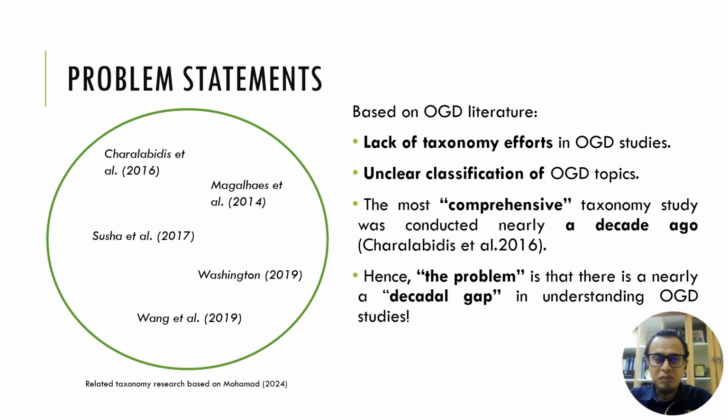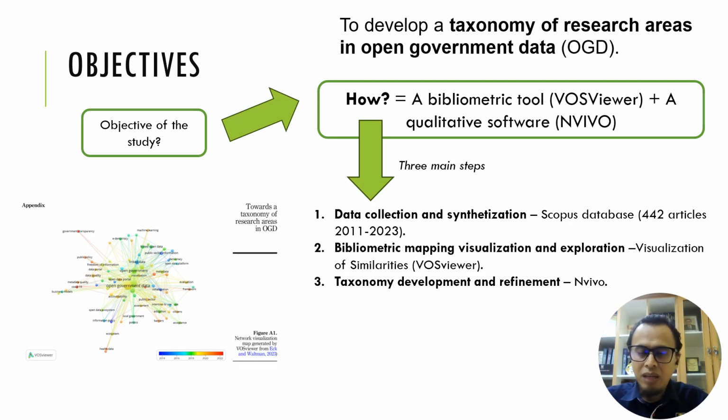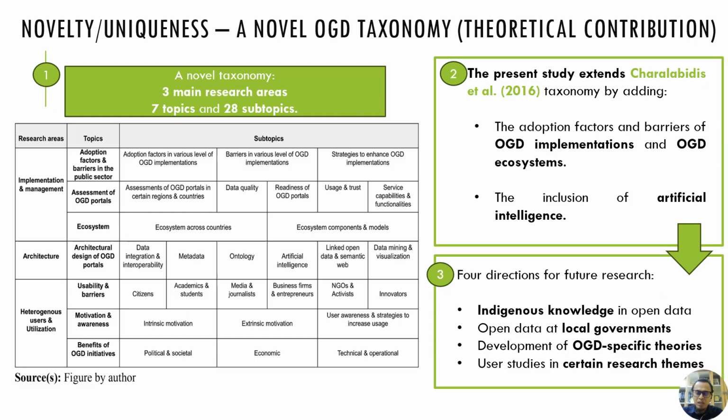Those would be the problem statements, and therefore the objective of the study is to develop a taxonomy of research areas in open government data, and we use a bibliometric mapping tool as well as qualitative software. There are 4 major steps: we collected data from over 400 papers from Scopus, we did bibliometric mapping, and after that we did taxonomy development and refinement through NVivo as qualitative software.